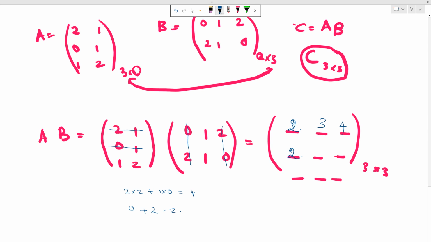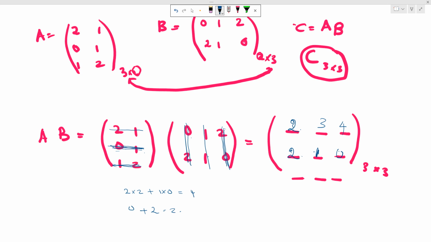Then again, to find out the entry coming here, you have to take this row and this column. So 0 times 0, 0 plus 1, that would be 1. Again, now this by this. Okay, this by this. So 0 plus 0, 0. Likewise, for finding out the entries in the third row of the resultant matrix, you have to consider the third row of the first matrix and all the columns of the second matrix. Okay, so this by this will give you the A3 1.